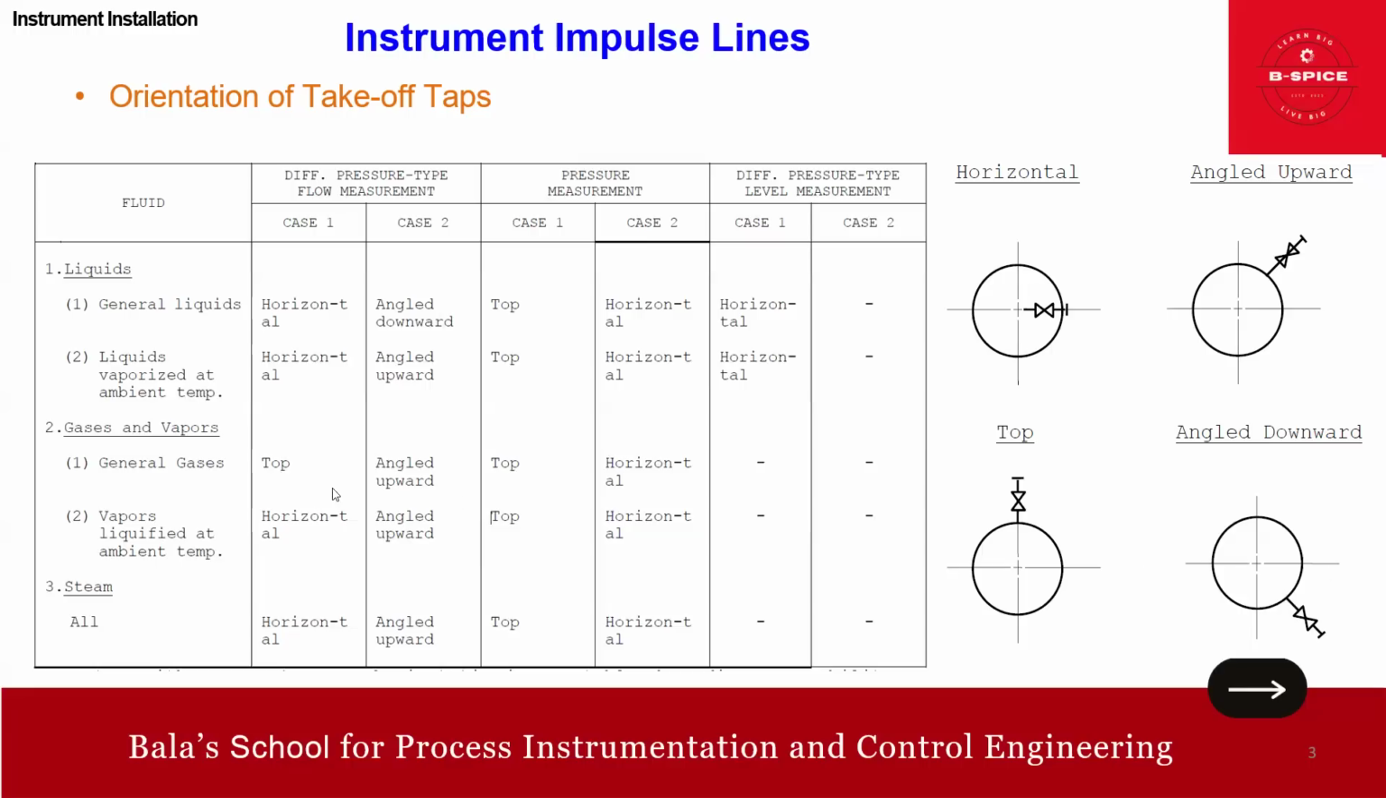This one. Then you have a horizontal, again angle downward. Okay, these are the scenarios. And for pressure, of course, no change, top and horizontal. And for steam, case 1, DP flow, horizontal and angle upward. And for pressure, top and horizontal. So this is the typical orientation of takeoff taps. Okay, I hope this is clear, right?